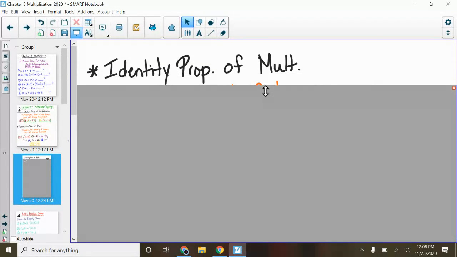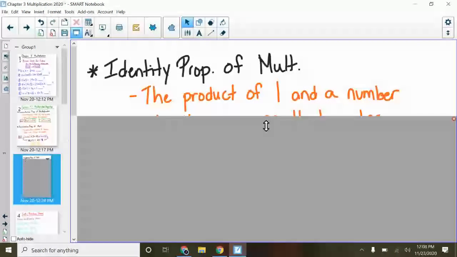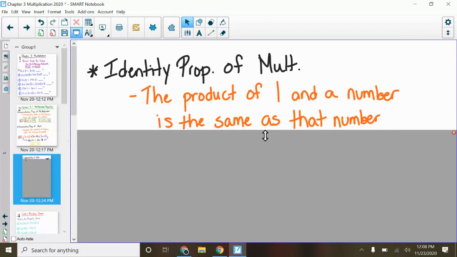Again, I know I'm moving pretty quick here, but because you're watching this as a recording, you have the option to pause the video and then pick back up once you've gotten all the information written down. So the identity property of multiplication is: the product of one and a number is the same as that number.